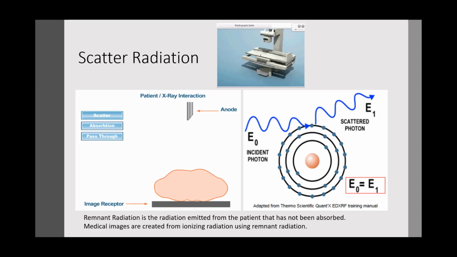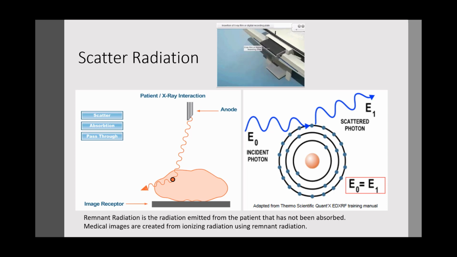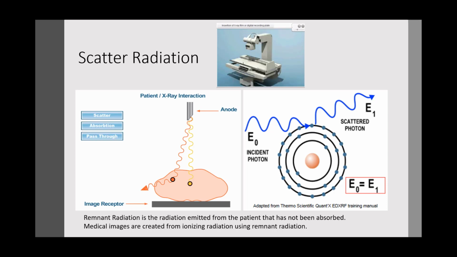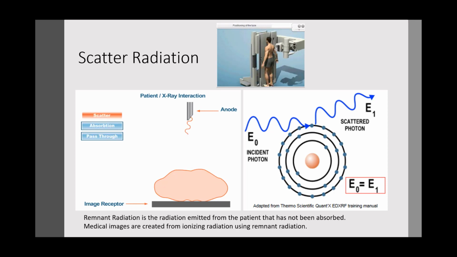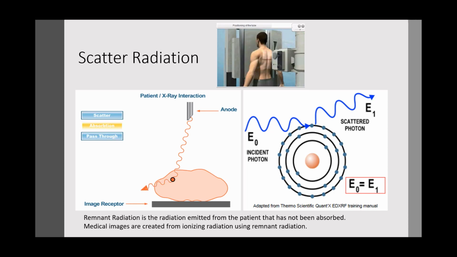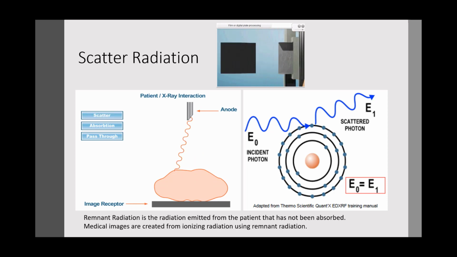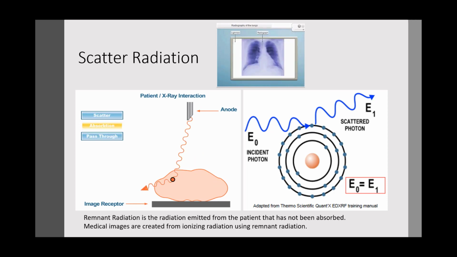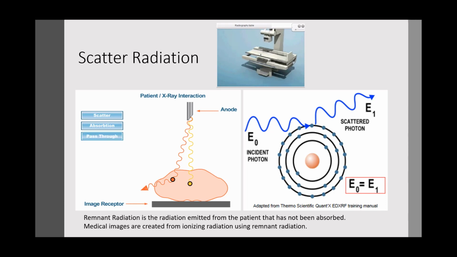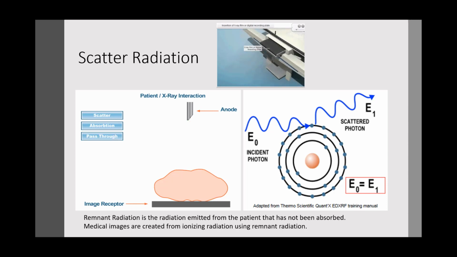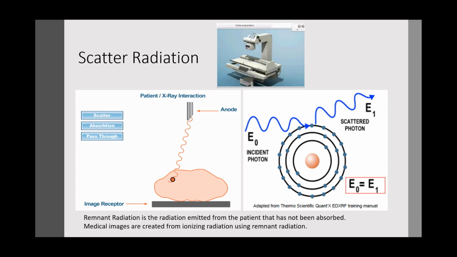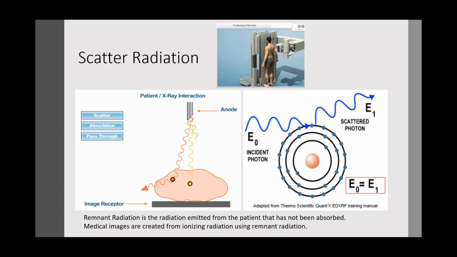To create medical images, we use remnant radiation. Remnant radiation is the radiation that is emitted after the patient is exposed. In remnant radiation, we have the photoelectric effect, and we have scatter radiation. Scatter radiation is rather useless, and the majority of the emissions actually are scatter radiation. It is the direct interaction or photoelectric effect and Bremsstrahlung effect that we look at in creating data for medical images.